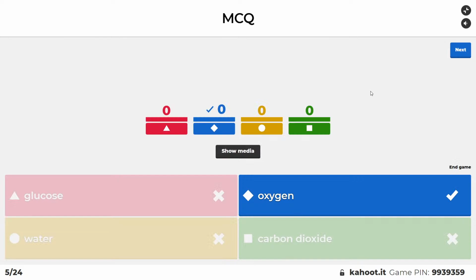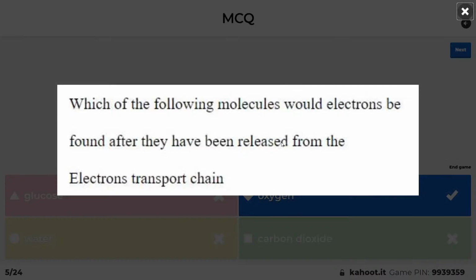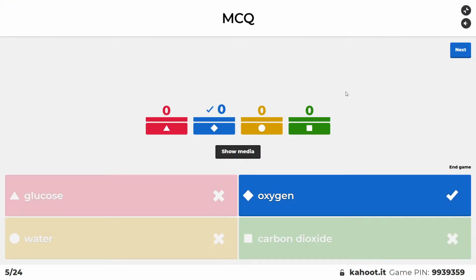The answer is oxygen because if you remember, in the electron transport chain, if I'm not wrong, oxygen's the final carrier. I think I'm right. Yeah, electron receptor, that's the word. It's not the others. I'm not sure how to explain. Mostly you need to know what the electron transport chain looks like. So just keep that in mind.